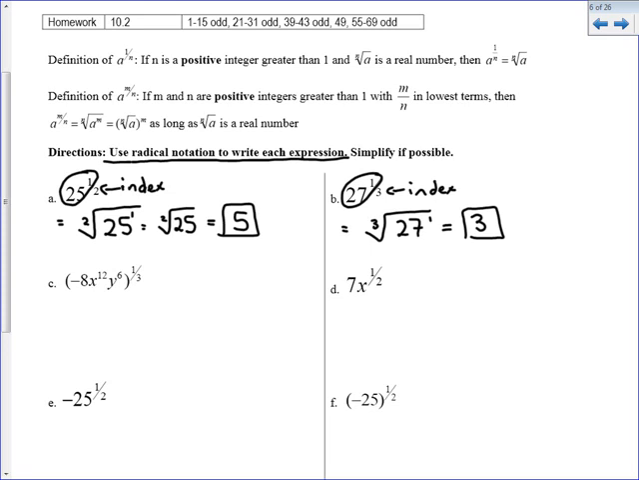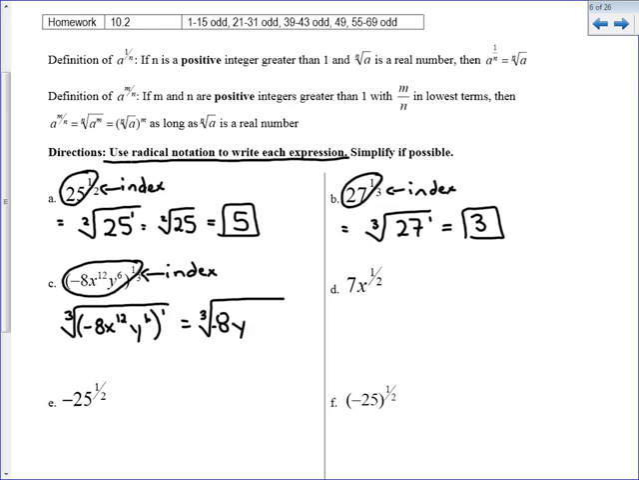Now in C, we've got a lot of stuff going on. And this is going to be the first example of parentheses making a world of difference. Parentheses, holding in that whole term there, say everything gets to go under the radical. So because there are parentheses, everything is included. And my index is from the denominator, which is 3. So I'm looking at a cube root of the whole thing, negative 8x to the 12th, y to the 6th, and that was all raised to the first power. Raising things to the first power doesn't change them, so we're looking at the cube root of negative 8x to the 12th, y to the 6th.